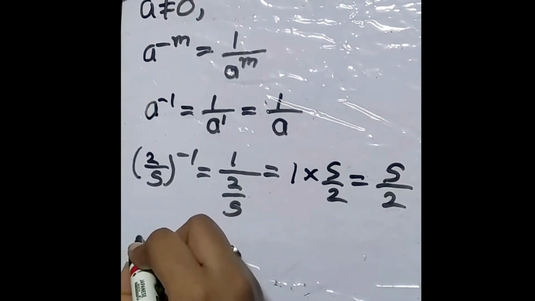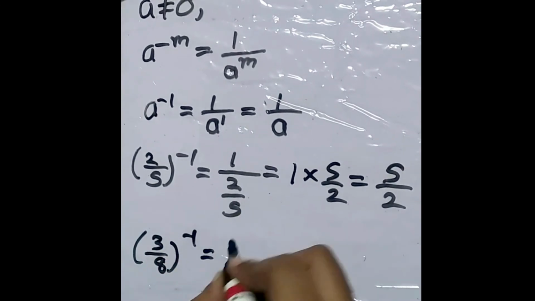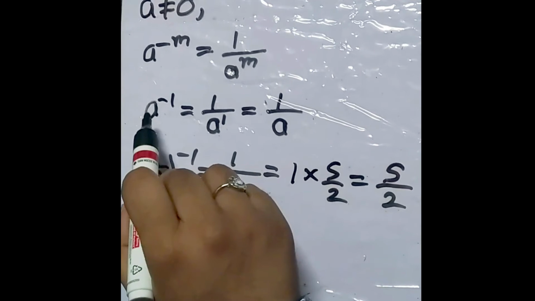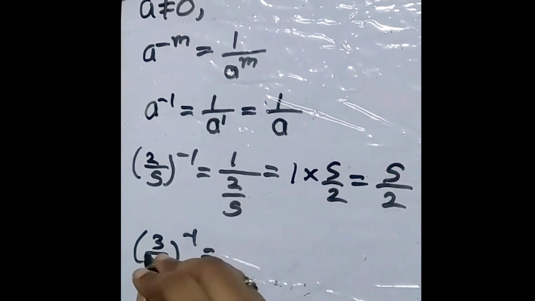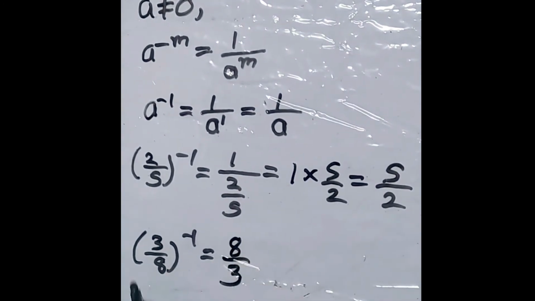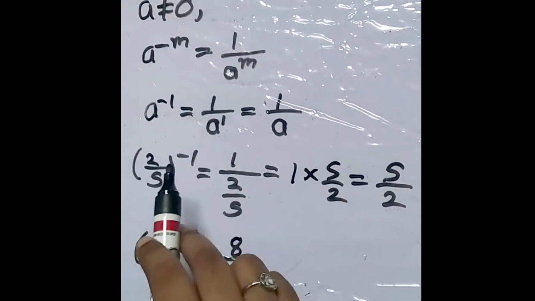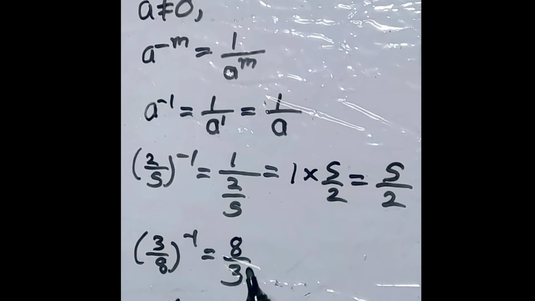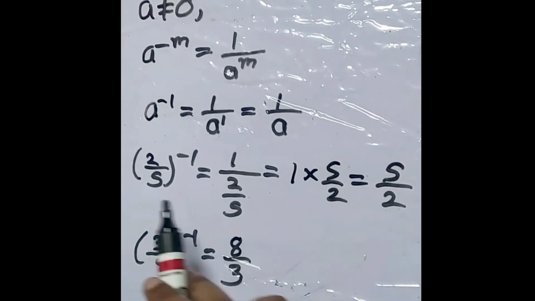Okay, now (3 by 8) inverse. You can directly do it now. See, the inverse of any number is the reciprocal. So what is the reciprocal of 3 upon 8? It will be 8 upon 3. You can do it directly, no need to do all this calculation. Any number raised to minus 1 is the reciprocal of that number, so we call it the inverse. A inverse means the reciprocal of a. So the inverse of any number is the reciprocal of that number.